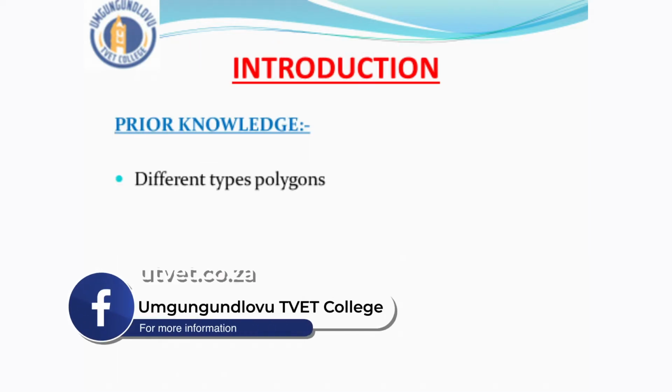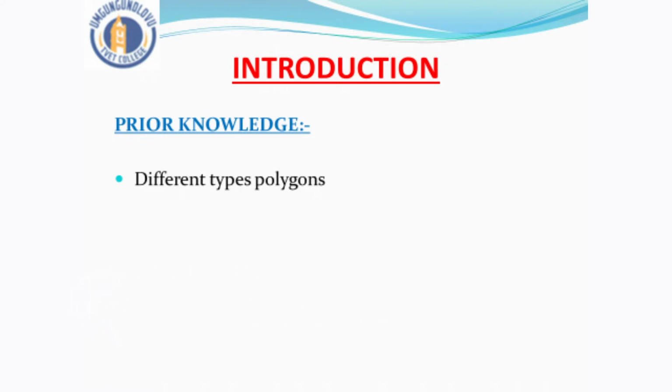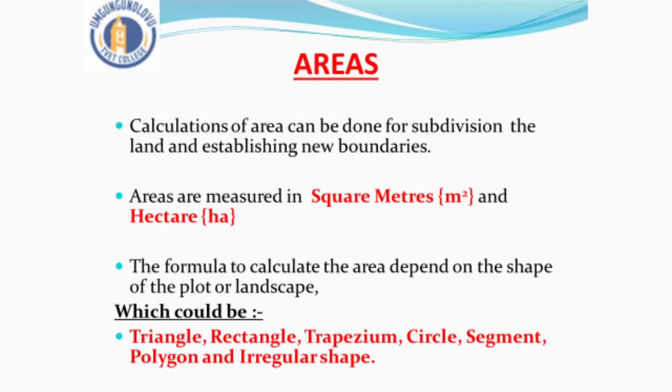Okay, for prior knowledge, in N3 level, you learned about different types of polygons, which may include a square, a rectangle, a parallelogram, and trapezium, and also the polygons that have more than 4 sides, which can include pentagon, hexagon, and octagon, etc. So today we'll be calculating the area of the triangle as well as the trapezium polygon. Okay, let us go to areas.